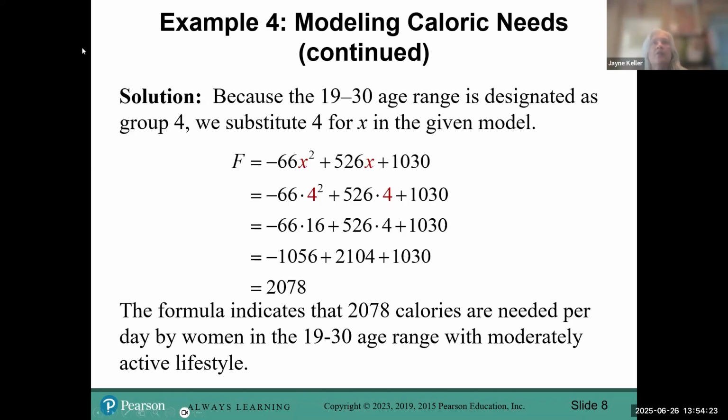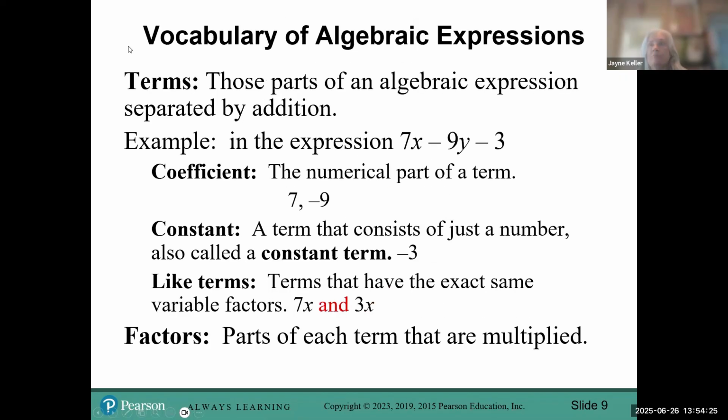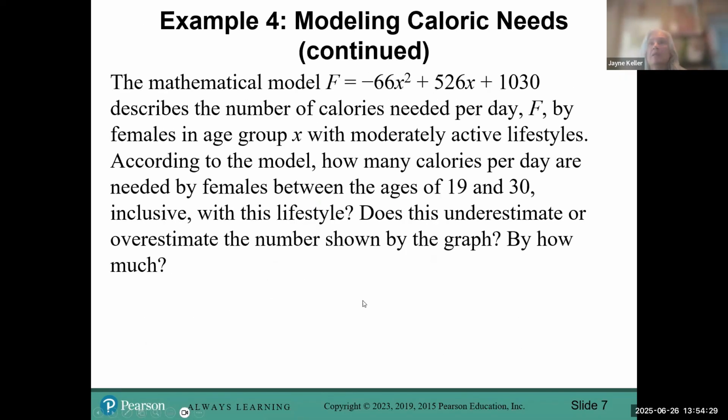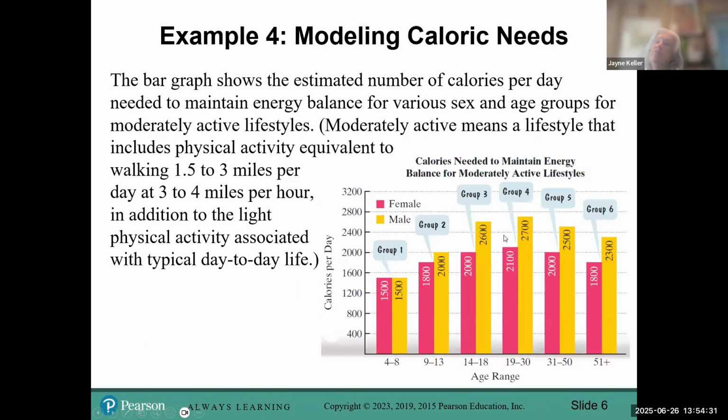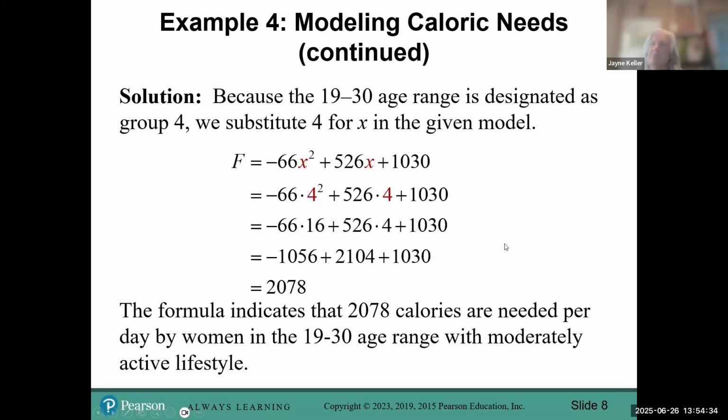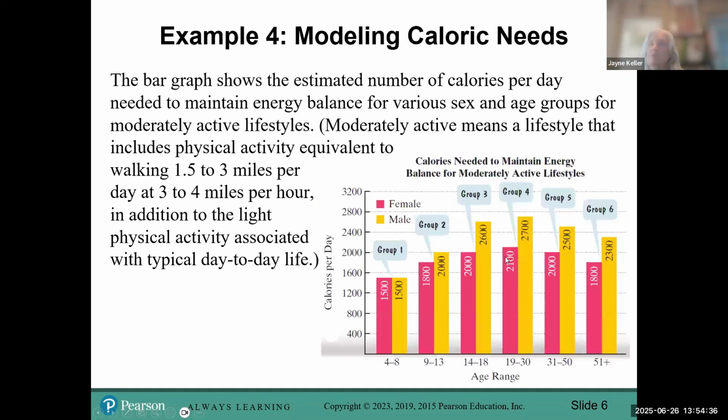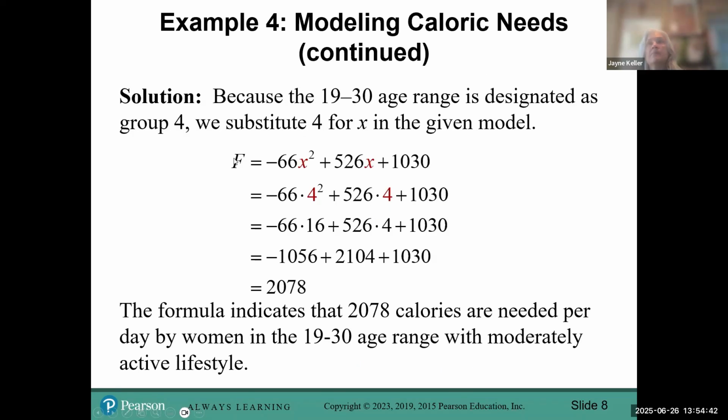How does that compare with our picture? Oops, I'm going the wrong direction. Let's go back. Here we go. So we came up with 2078, pretty close to that 2100, which was listed here. Okay, so remember, all we're doing here is just plugging in a value and then seeing what comes out.